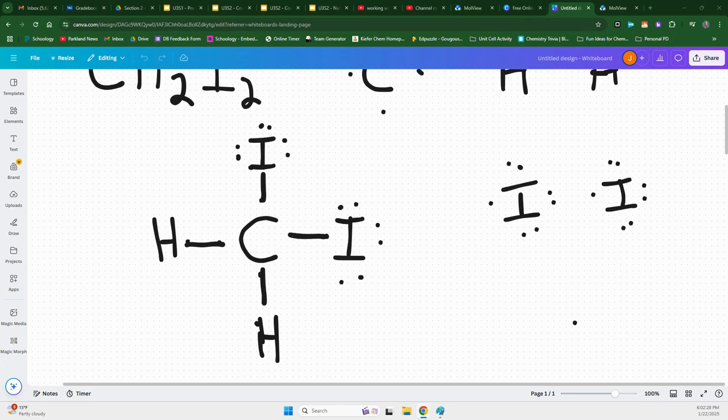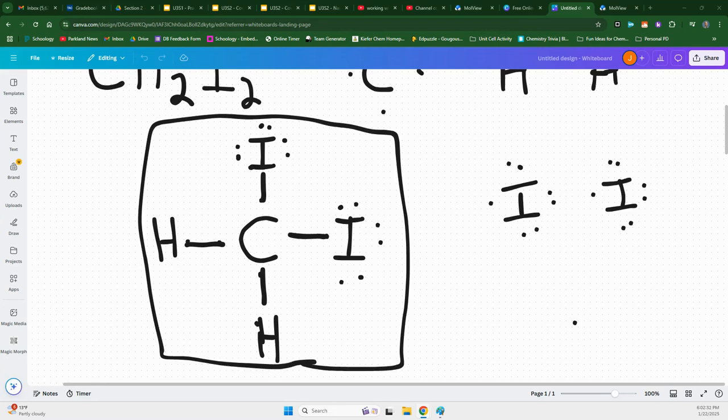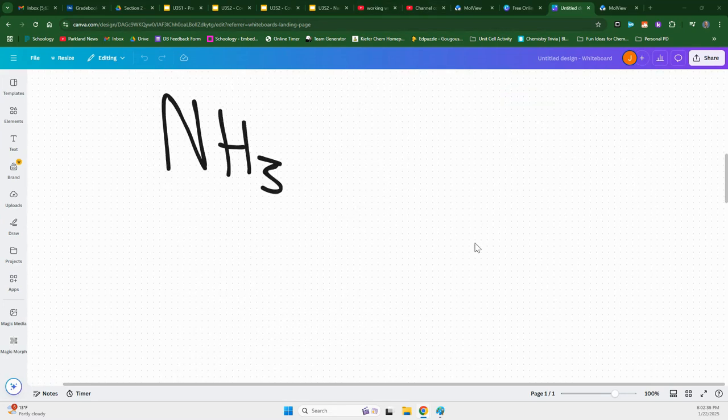Everything I'm boxing right here. Let's do another example below. We're going to do NH3. This one's going to be very, very similar. But for NH3, we'll start by drawing our N. We should have 5 electrons around N. 1, 2, 3, 4, 5. And my 3 hydrogens will all look very similar.